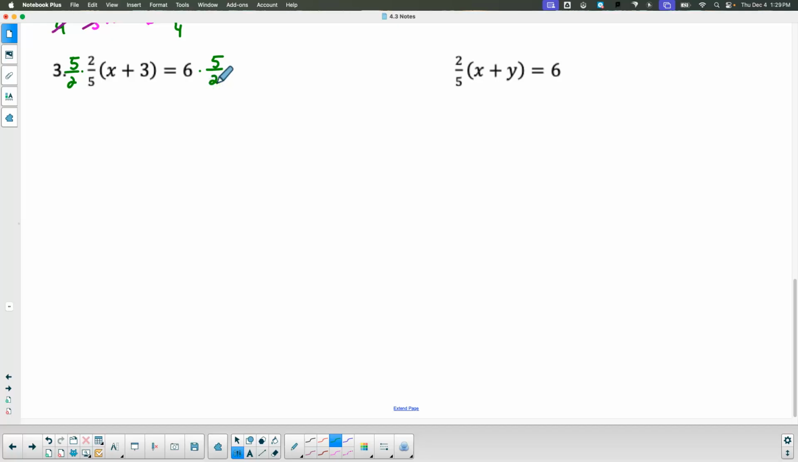I'm going to start out by multiplying both sides by 5/2. Okay? 5/2 is the reciprocal of 2/5. Multiply both sides by that. On the left side, I just get x plus 3. On the right side, I get 6 times 5, which is 30, divided by 2, which is 15.